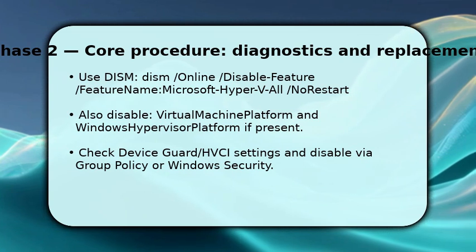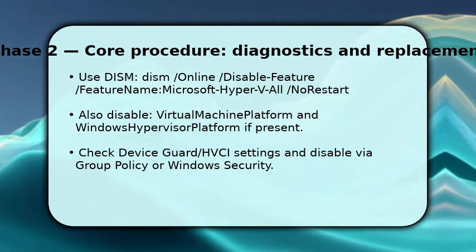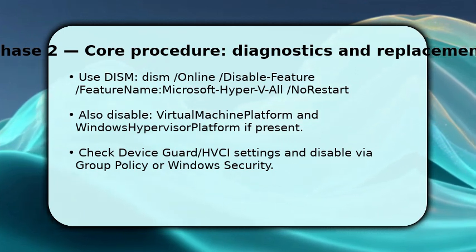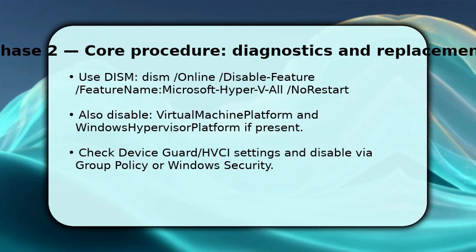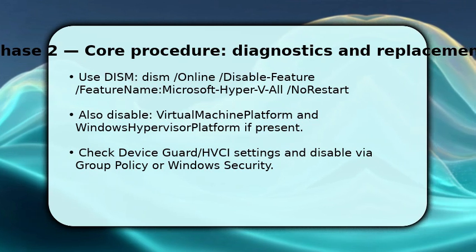Run dism /online /disable-feature /featurename:Microsoft-Hyper-V-All /norestart. This uninstalls core components. If you have Virtual Machine Platform or Windows Hypervisor Platform, disable them too. Use the same dism pattern.